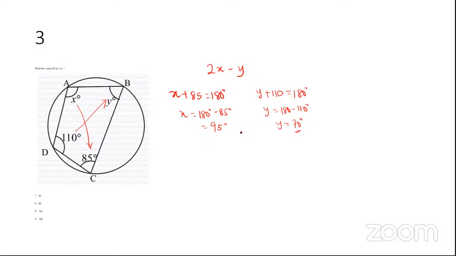So that is that. But the question says 2x minus y, which means 2 multiplied by 95 minus 70. 2 times 95 will be 190, minus 70. And that will give us 120. So the answer is 120. So that's the solution to that particular one.